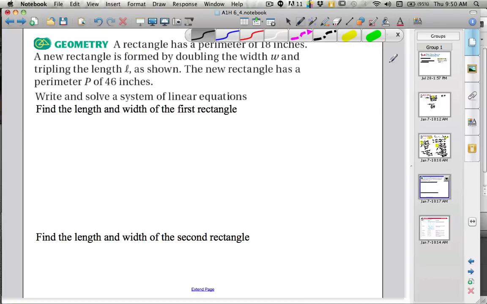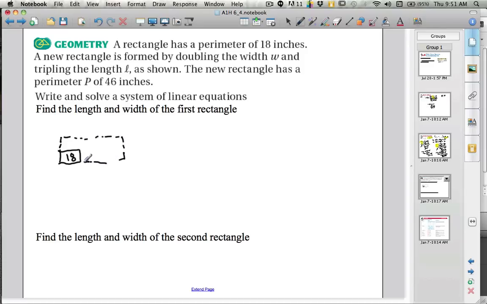So if I want to apply this to some sort of real-world construct, I have a rectangle that has a perimeter of 18 inches. And I make a new rectangle. So let's say here's my rectangle, and it's got a perimeter of 18 inches. I'm just going to write the perimeter in the middle. Normally I would do that with area, but I'm doing it with perimeter. And I make a new rectangle, which is going to double the width, right? And then it's going to triple the length. And the new perimeter is 46.